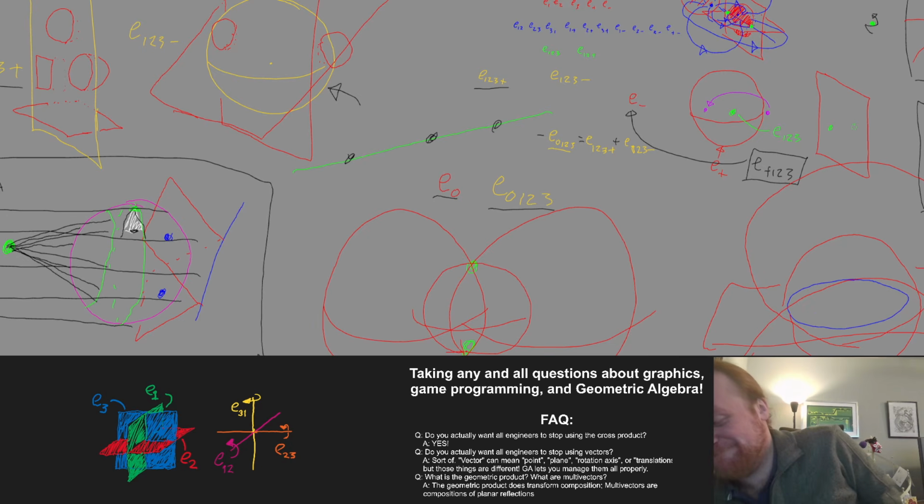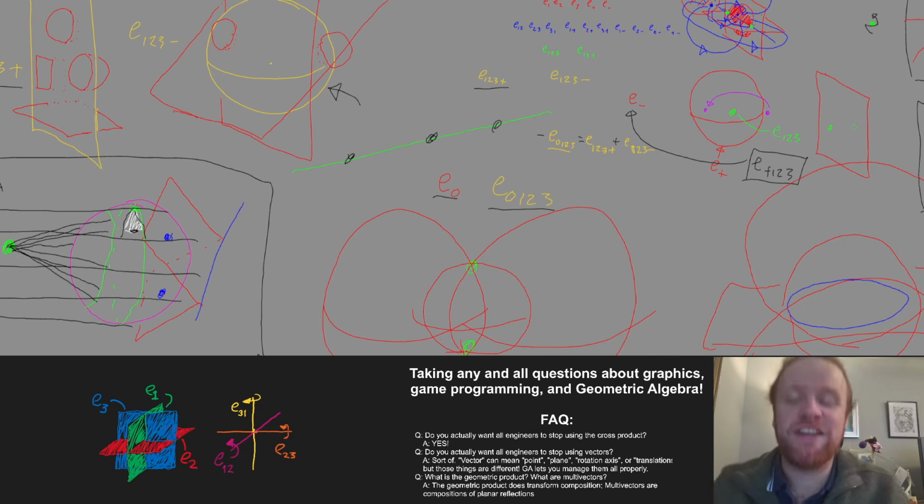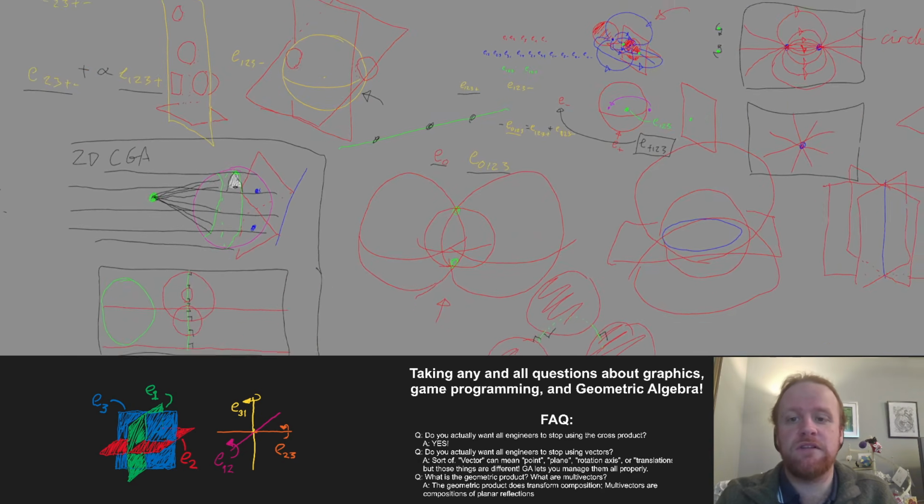So I've said nothing of E123 plus. That guy is about as difficult as visualizing E minus. In fact, it's dual to E minus, so that tells you what might be going on.